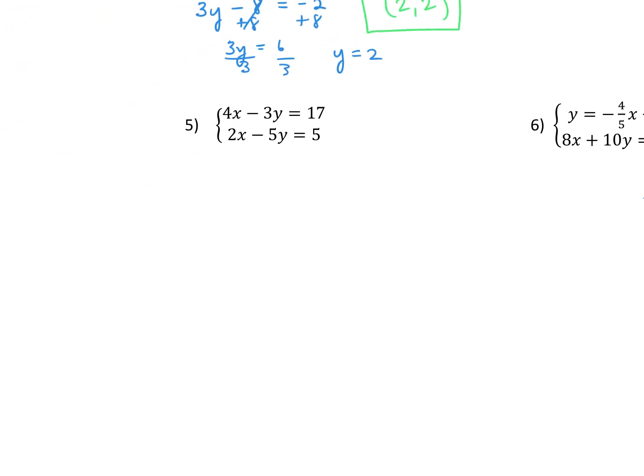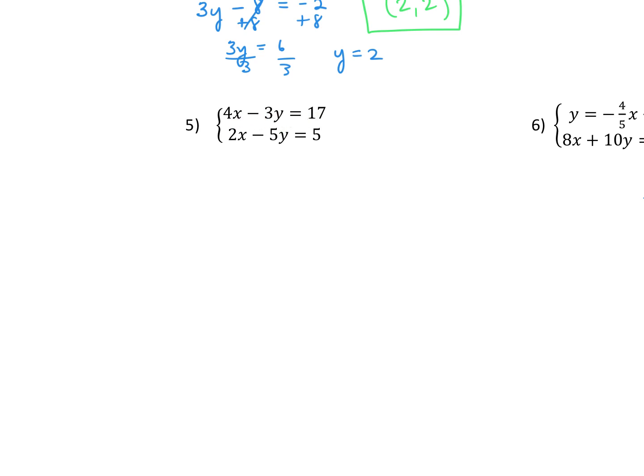All right, moving on to number 5. We're going to solve the system. Would we prefer to use substitution or elimination? We do not have an x equals or y equals, so I'm not really thinking substitution, but just to double check that elimination is a good fit.